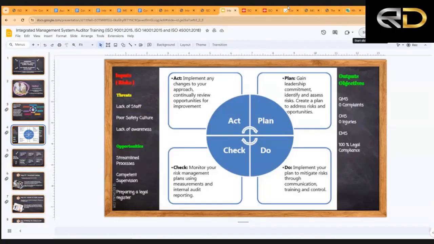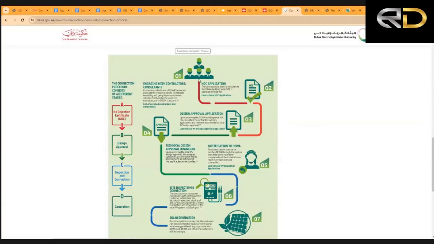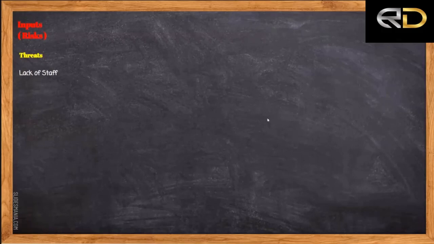So what basically happens in an organization like this, you identify the product or the service selection process, and then you have to determine the inputs. These are basically the risks. What are risks? These are the threats and opportunities to your objectives. The threat to your quality objectives is lack of staff. Your threat to your health and safety objectives is poor safety culture. And your threat to environmental objectives can be lack of awareness.